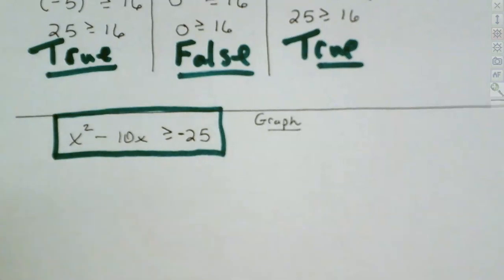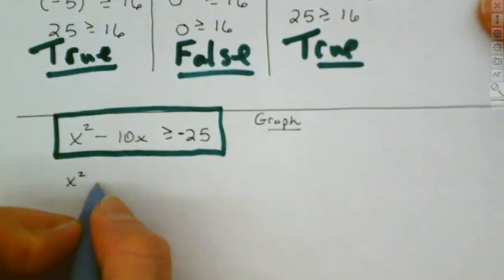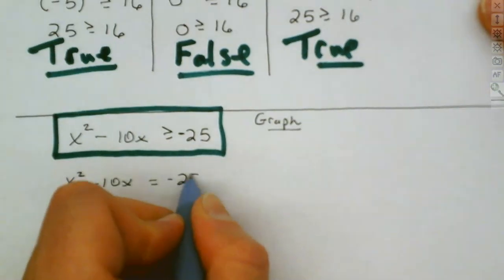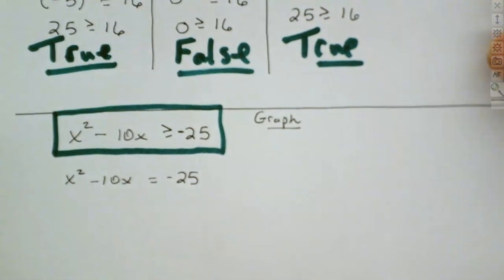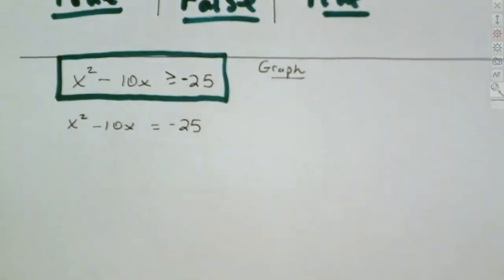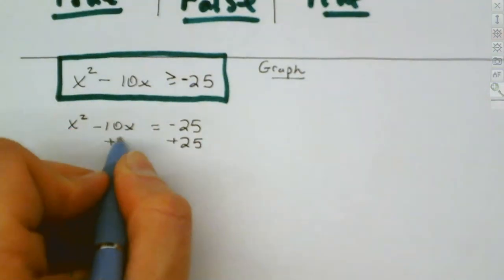Now, think about this as an equal sign. If I gave you x squared minus 10x equals -25, how would you solve this one? Well, if it's an equals, you need to set it to what? 0, right? You've done that numerous times. So let's add that 25 over.